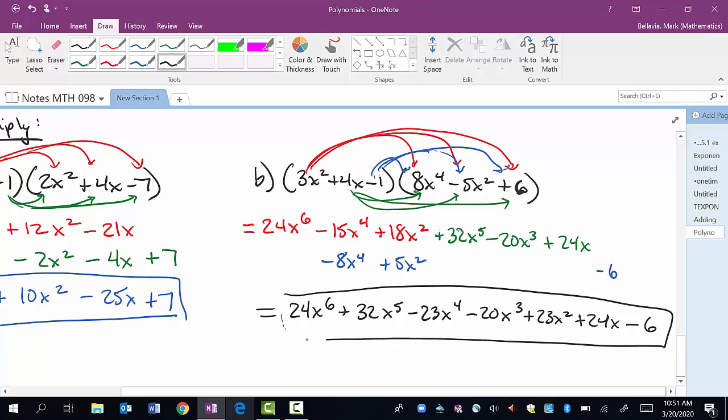I know it seems tedious. I mean, you really had to do 9 multiplications there. But you still can get to the same answer. It's still the same process. You're multiplying through from each term of the first to each term in the second.